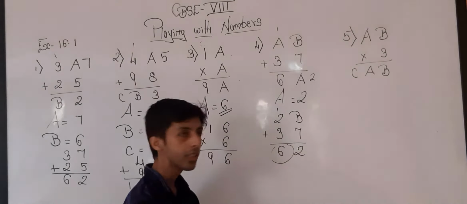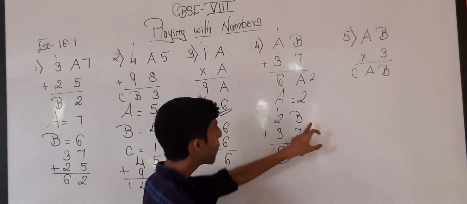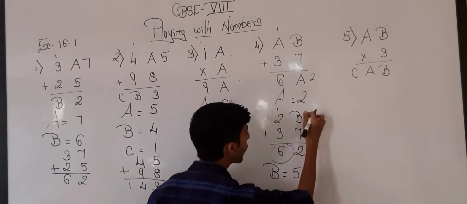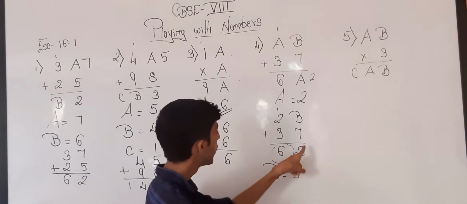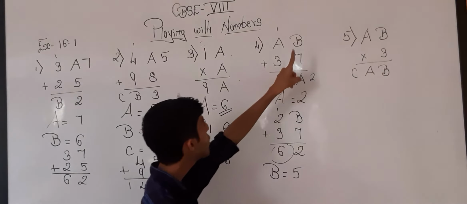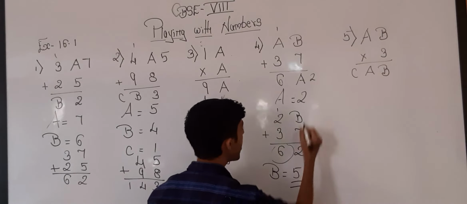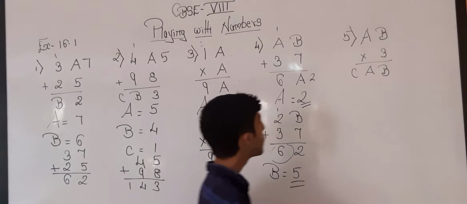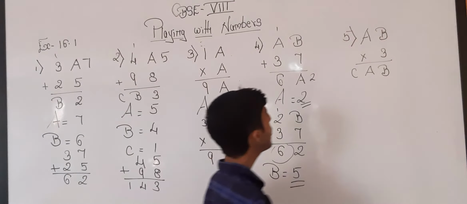Now over here b, same concept what we have done over here. My value of b will be equal to 5, because 5 plus 7 is 12. 2, 1 carry, 2 plus 1 is 3, 3 plus 3 is 6. So my value of b is equal to 5 and my value of a is equal to 2. Okay. So now moving on to question number 5.